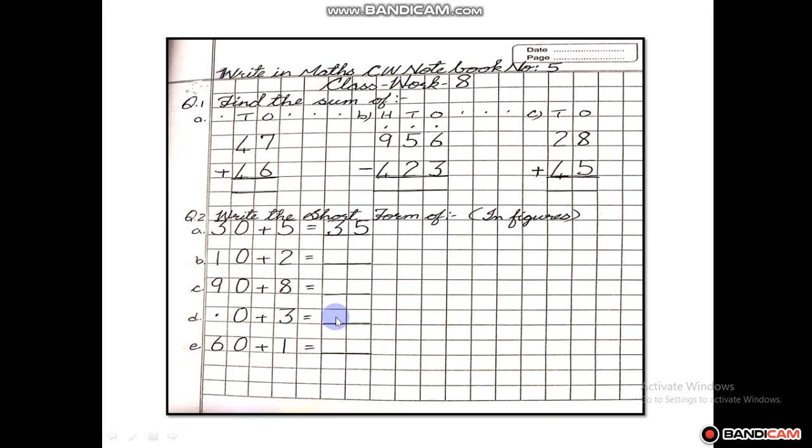Tens column there is no number. Only ones column there is number. So you will fill up in ones only. You will not fill it here. If you fill it here, this 3 ones will become 3 tens. Clear? So 0, 3 you will write here. 60 plus 1. So you will write here 61.